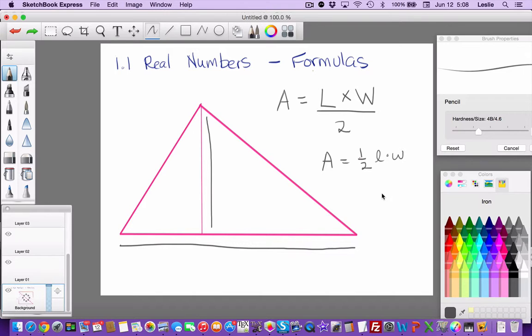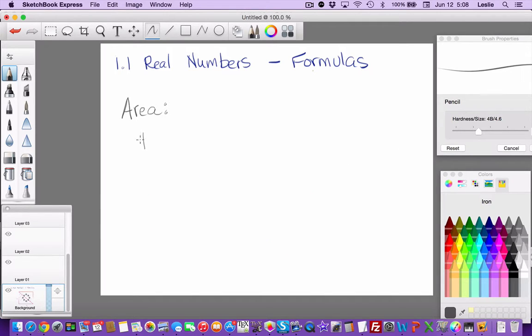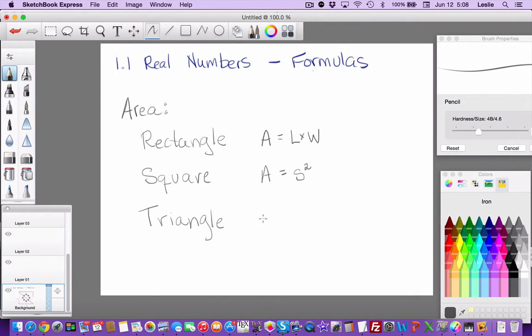Let's tidy things up a little bit and summarize. The area of a rectangle is its length times its width. The area of a square is its side times its side, or its side squared. The area of a triangle is half of its length times its width.